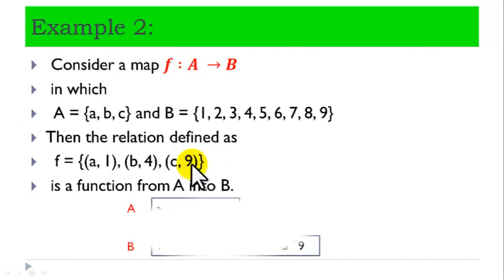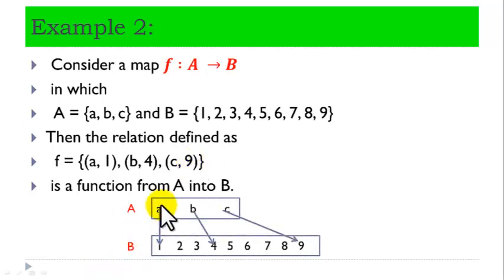Let us view this in a diagram. Here a is mapped to 1, b is mapped to 4, c is mapped to 9. So as you can see, every element in A is mapped to an element in B. Hence, f is a function from A into B.